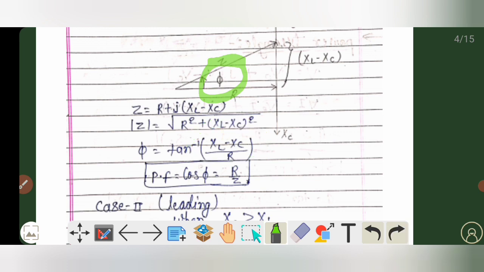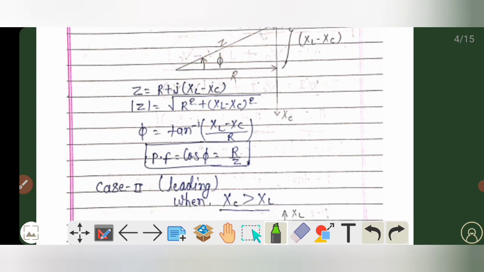Now the next calculation we will do is to calculate cos phi, that is the power factor. If you want to calculate the value of cos phi from here, that will come out to be R by Z, that is base by hypotenuse. In this case, the base is resistance and the hypotenuse is our Z. So in this case the power factor will be equal to R by Z.